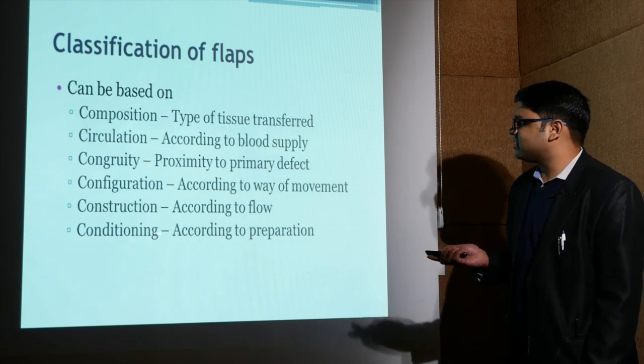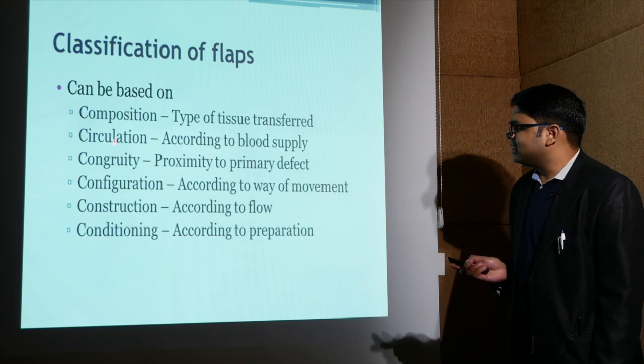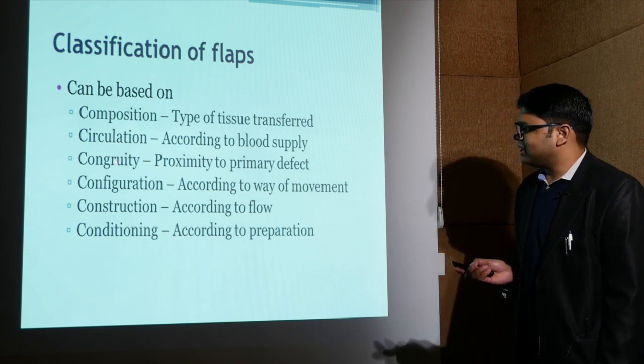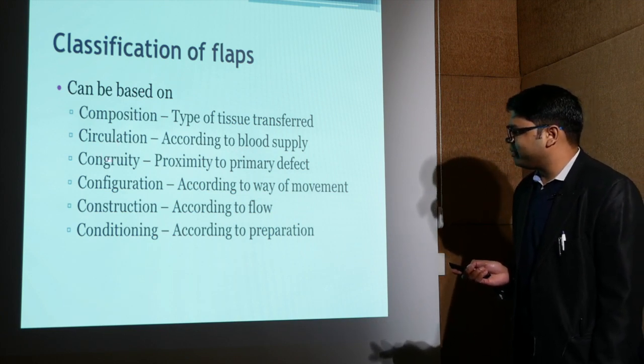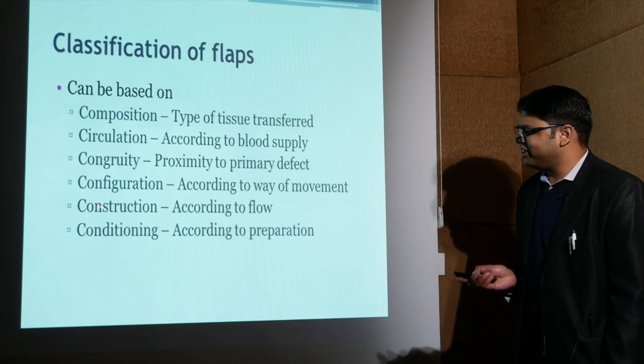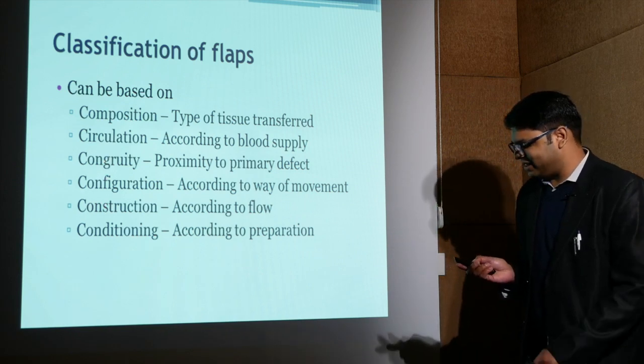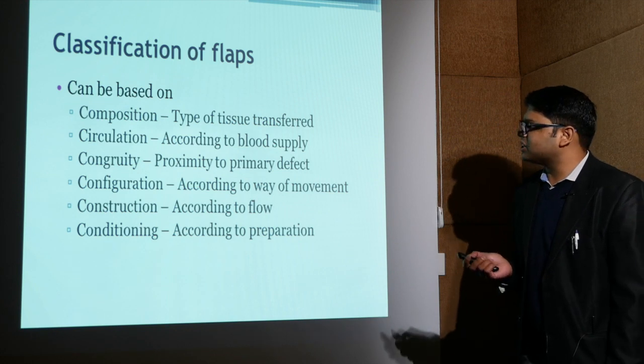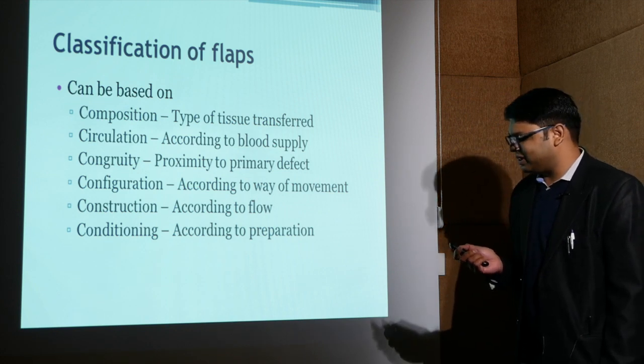The first is the composition of the tissue. The second is circulation. Third is the congruity of the flap. Fourth is configuration. Fifth is construction, and last is conditioning. We will discuss each classification in detail in the coming slides.